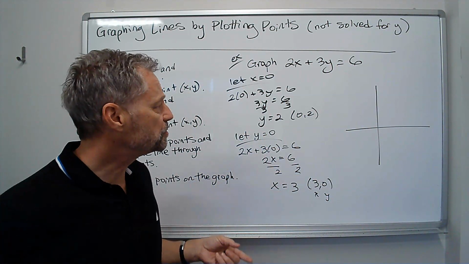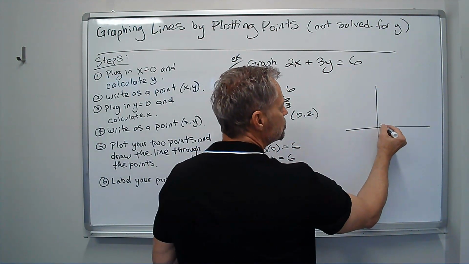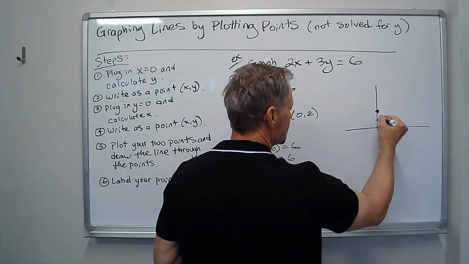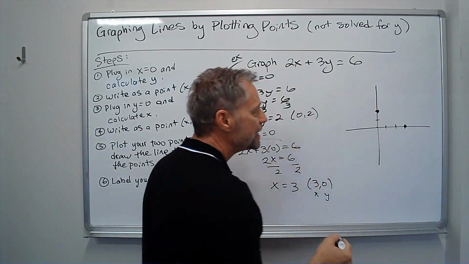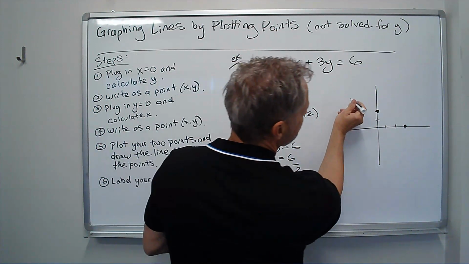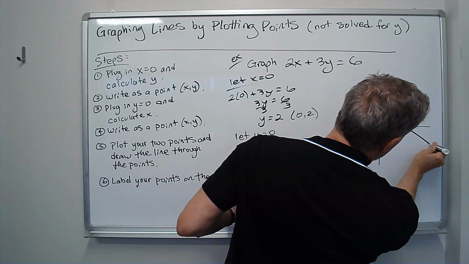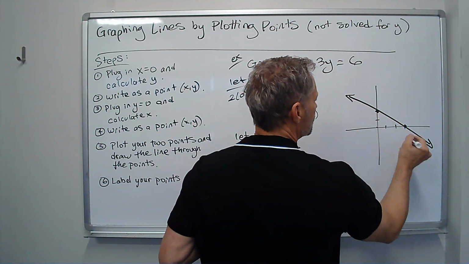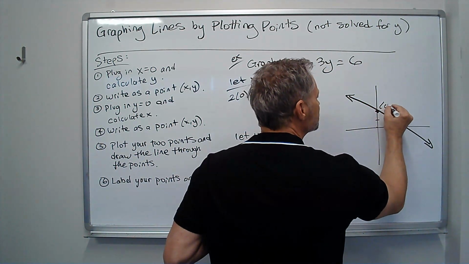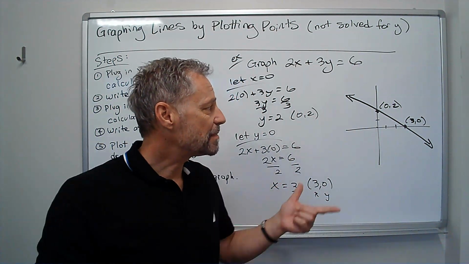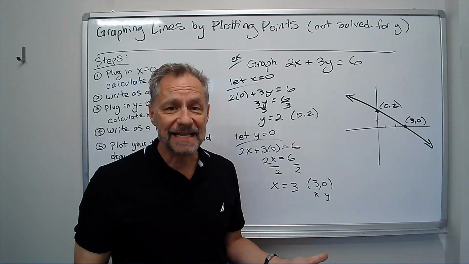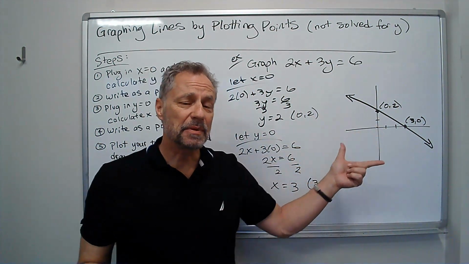Now I'm just going to plot these points. So I've got (0, 2). It's going to be about here. I've got (3, 0). It's about there. And now it's just the line through those 2 points. So let's see. This was (0, 2). That was (3, 0). I've got my points. I've got my line. That's my answer. It's as simple as that.